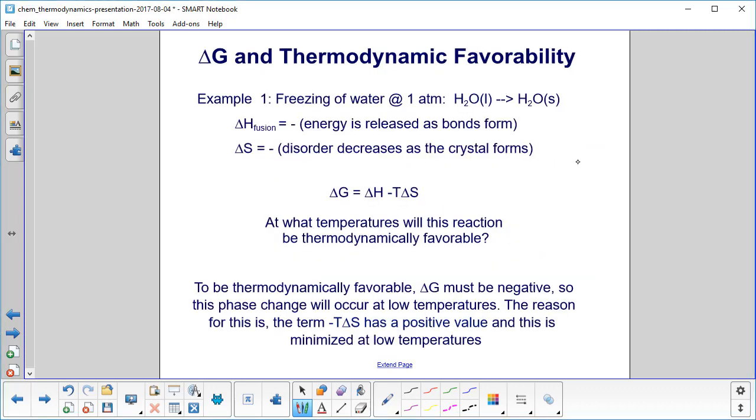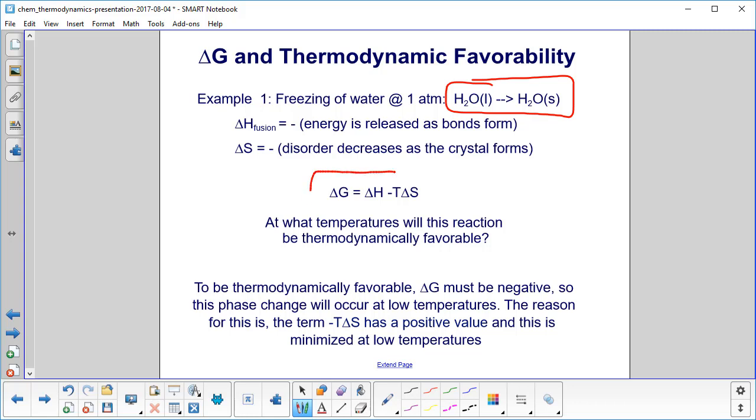Let's take the example of the freezing of water at 1 atmosphere. That's when water as a liquid turns into water as a solid. Now delta H fusion will be negative because energy is released as the bonds are formed. Delta S is also negative. The disorder decreases as the crystal forms. You went from a liquid to a solid.